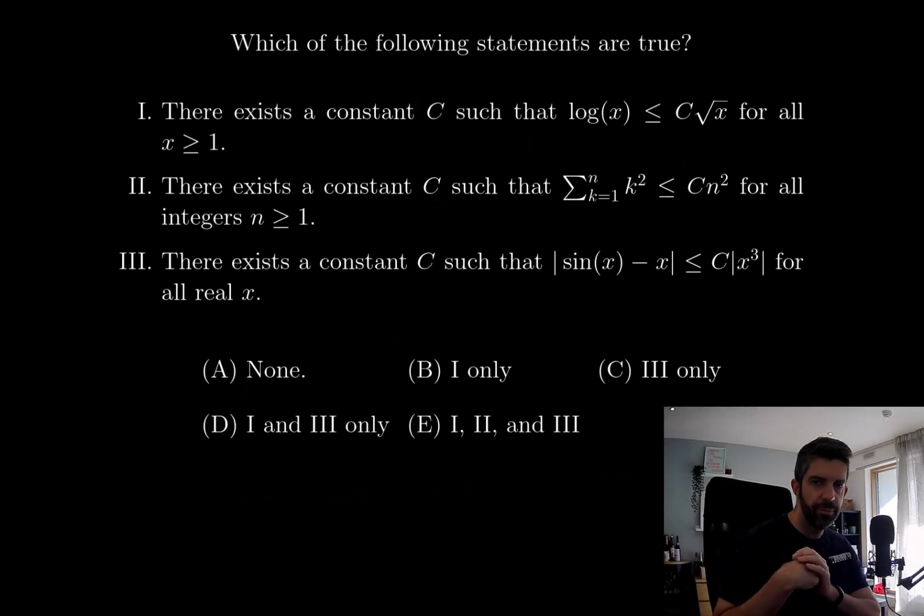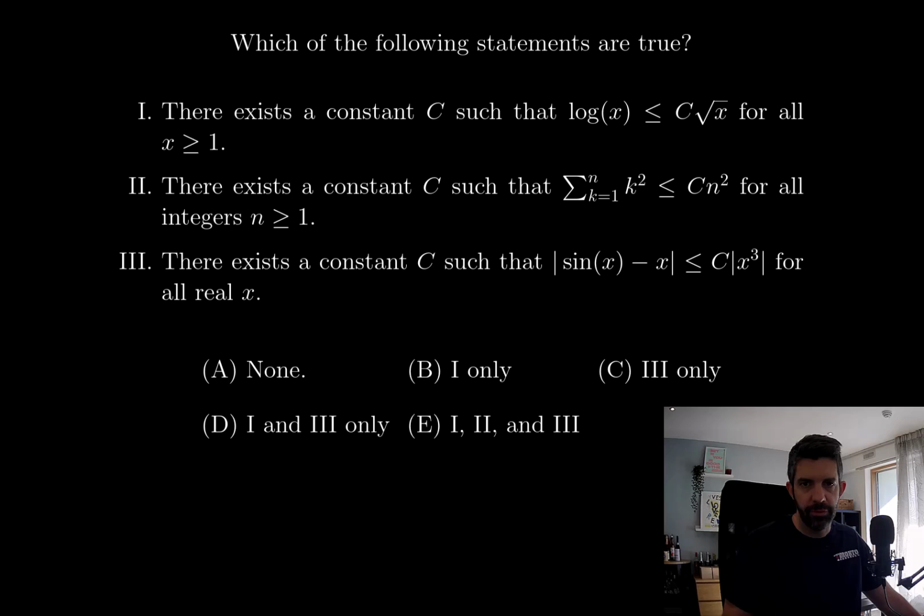Which of the following statements are true? We're given 3 statements here, and some combination of them could be true. Okay, the first statement: there exists a constant c such that log x is less than or equal to c root x for all x greater than or equal to 1.